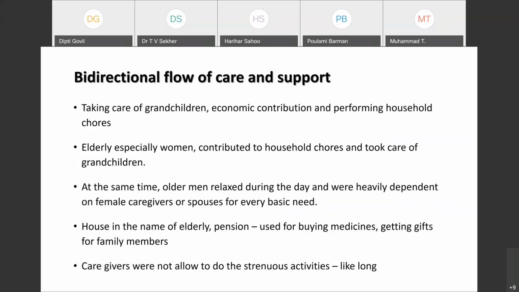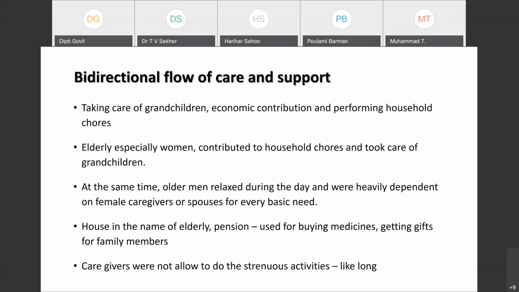Contrary to the popular belief that the elderly are only recipients of care and support, they actually contribute a lot to their family. From taking care of the grandchildren to providing monetary support to helping with household chores. The grandparents actually enjoyed spending time with their grandchildren. They used to take them to school and bring them back when the mother was at work, and spending time with the grandchildren was kind of a leisure activity for them.